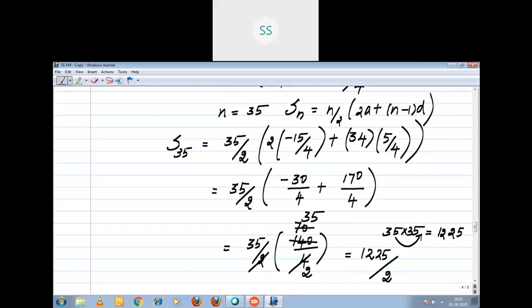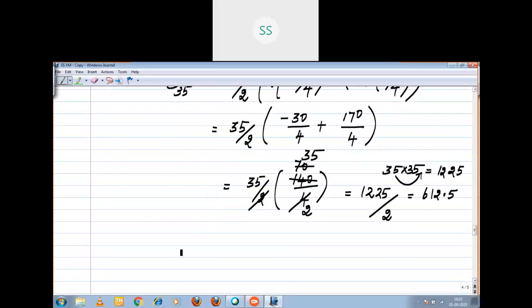Now, if you want, I will do it here. 612.5. This multiplication is applicable for numbers ending in 5, the squares of numbers, that is 35 square, 45 square, 55 square, right? Now you understood or not? Now S35 is equal to 612.5. Got it, children?